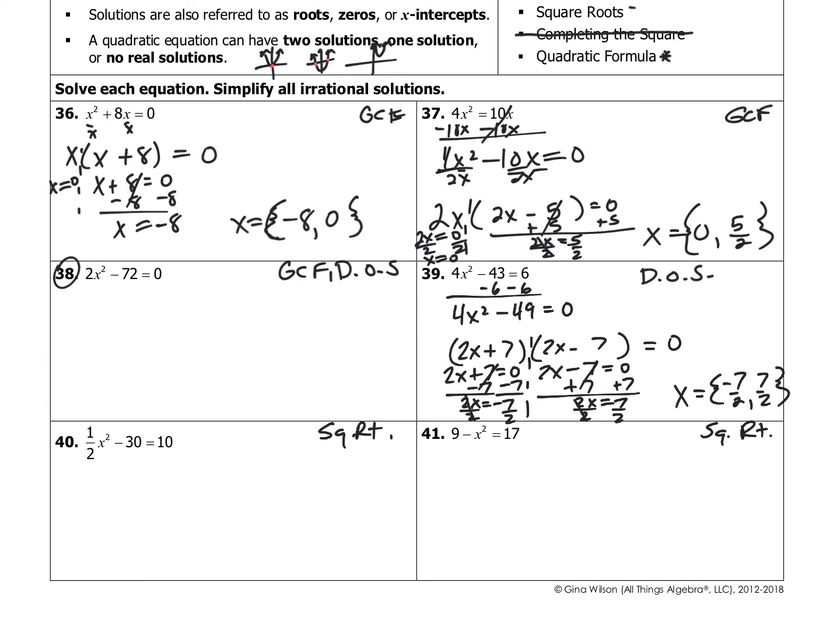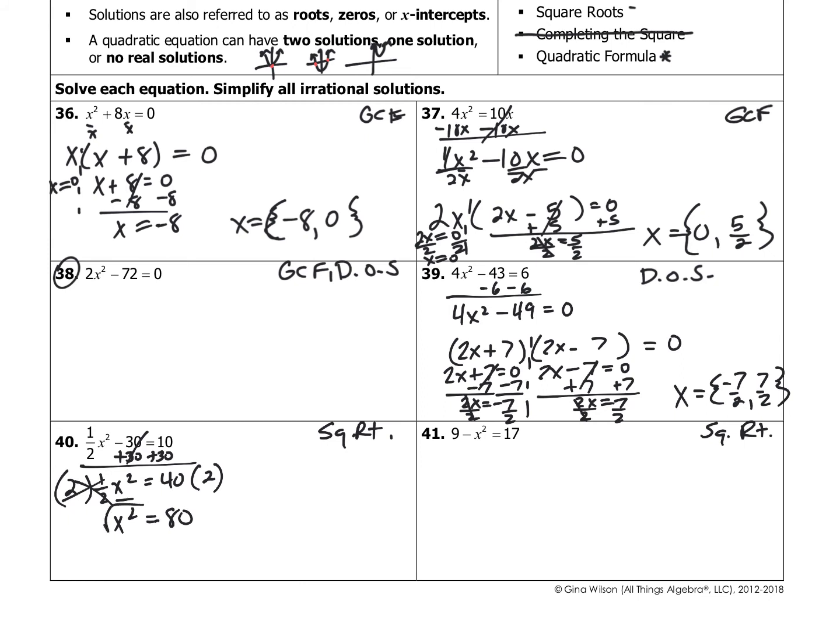So number 40, I'm going to add 30 to both sides. So this is the one time where we're not trying to get 0 on one side of the equation. Okay. And then to get rid of 1/2, because I'm trying to isolate my x squared, I'm going to multiply by 2 on both sides. Multiply by the reciprocal to clear a fraction. And so x squared equals 80.